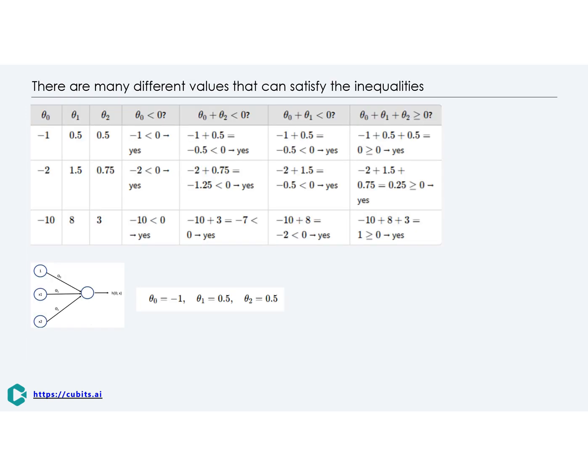Here we show three possible combinations of values for theta 0, theta 1, and theta 2 that can be chosen. As shown in the table, all of them satisfy the four conditions that are required for the neural network to compute the AND function. In this case, we can choose to go with -1, 0.5, and 0.5 for theta 0, theta 1, and theta 2. But any other combinations can work as well, as long as they satisfy the four conditions.